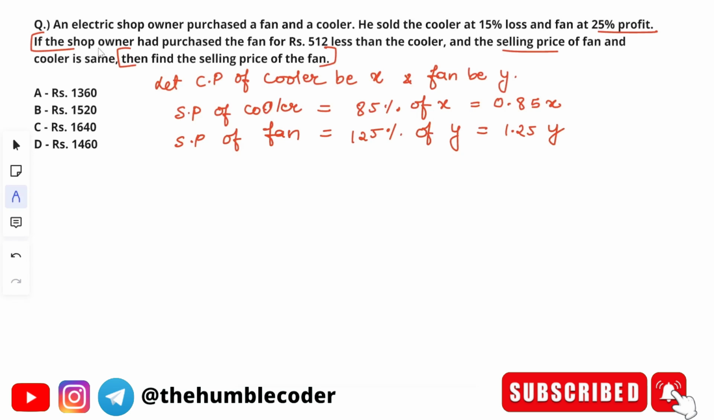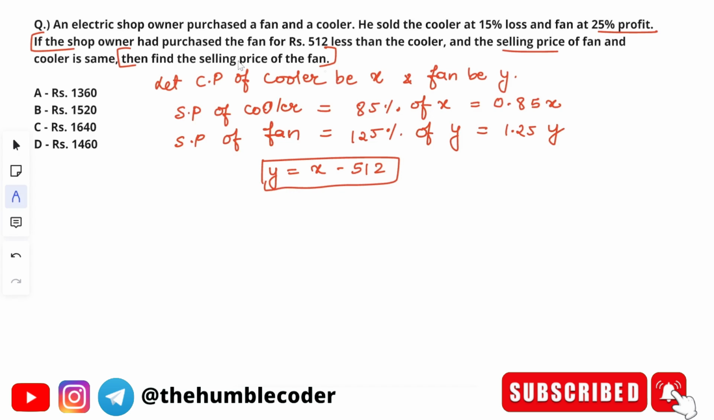It is given here that the shop owner purchased the fan for 512 less than the cooler, which means the cost price of the fan is 512 less than the cooler. Now how can we write this in the form of an equation? The fan cost price is y, and it is 512 less than that of the cooler. The cooler we have considered as x. So we have formed this equation: y equals x minus 512.